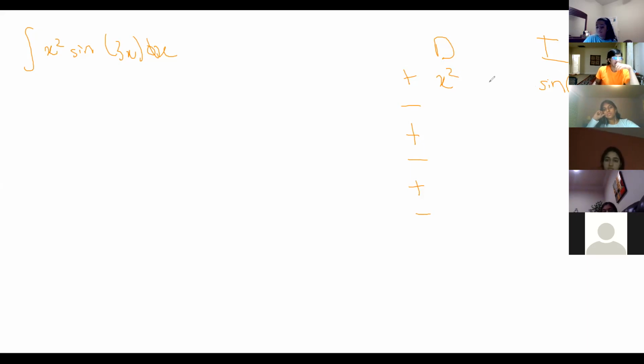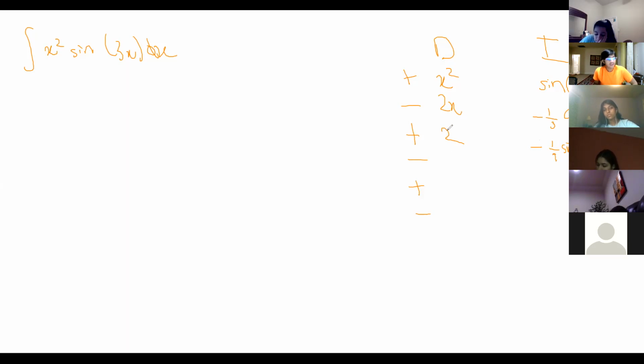You have x squared and sine 3x. If I differentiate this, I get 2x. If I integrate this, I'm going to get minus 1/3 cos 3x, correct? And then if I differentiate this, I'm going to get 2. If I integrate this, I'm going to get... Isn't it just -3 cos 3? No? No, because if I take the derivative of this... Oh, wait, yes. Yeah, never mind. My bad. No, you're fine. And then the next one would be minus 1/9 sine 3x, correct?